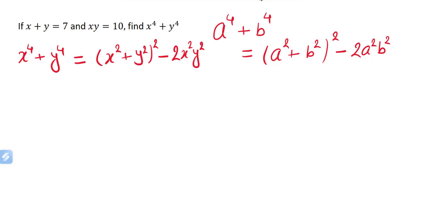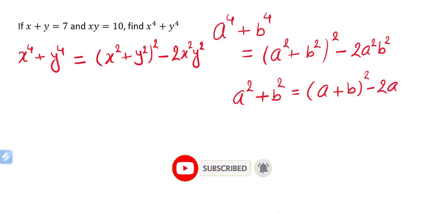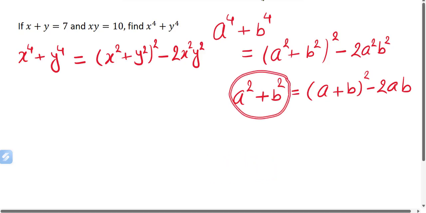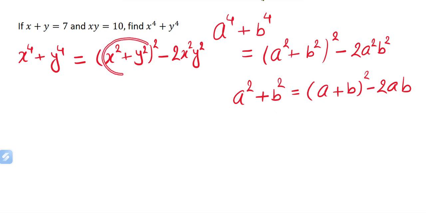Now in that case, we have the value for x plus y, which is 7. Now, if you have the value for x square plus y square, then we can find this value. Just like a power 4 plus b power 4, we have a similar relation for a square plus b square. That simply is a plus b whole square minus twice ab. So the same relation here, where square of a plus square of b. So we can see here the square of x and square of y.